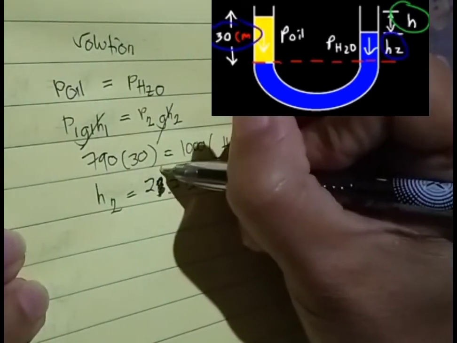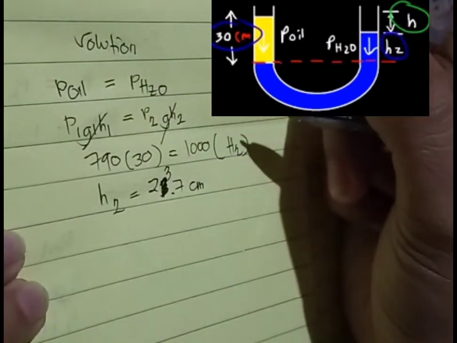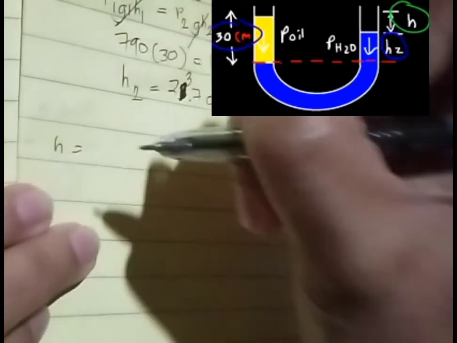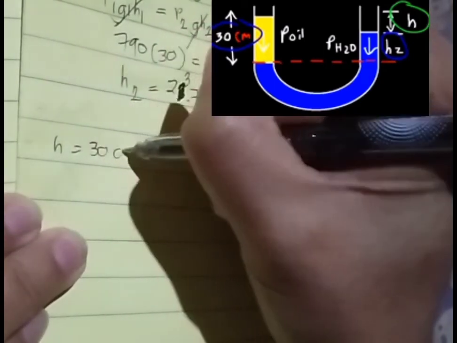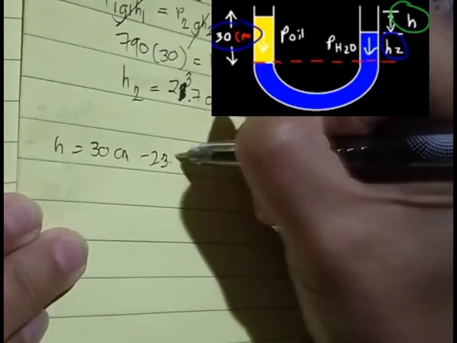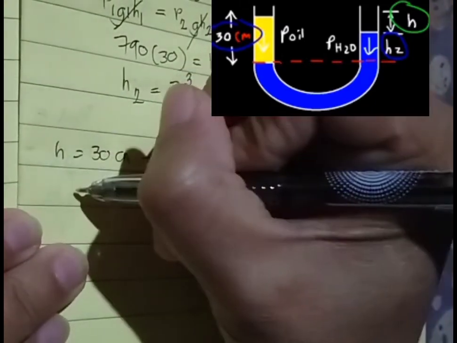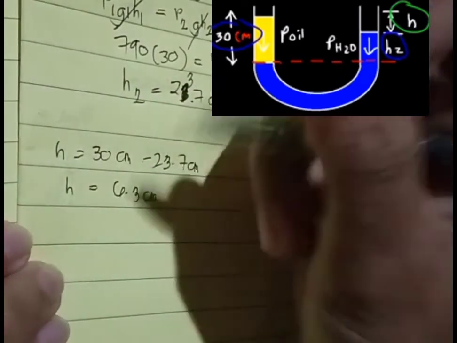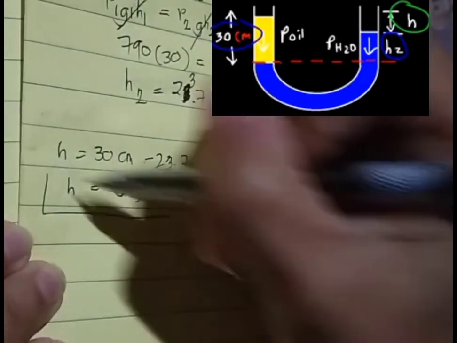What we're looking for is H, which is the difference between 30 and H2. So H is 30 centimeters minus 23.7 centimeters. So the answer is 6.3 centimeters. So the surface of the oil is 6.3 centimeters higher than the surface of the water.